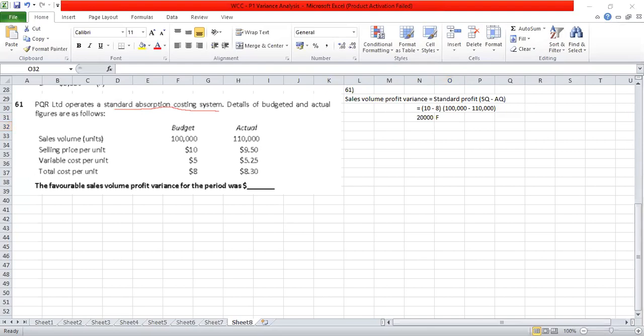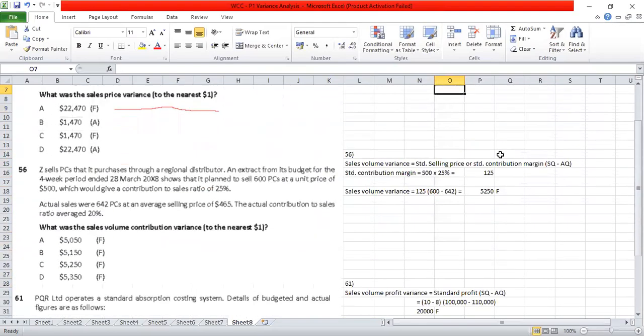Ma'am, I have a doubt in the previous sum. I didn't understand why it is favorable. Why favorable? They decided to sell it at 600, but they sold it at 642. The selling price is 600 they planned. Instead of selling it at 600, they are selling it at 642. So therefore, it is favorable.